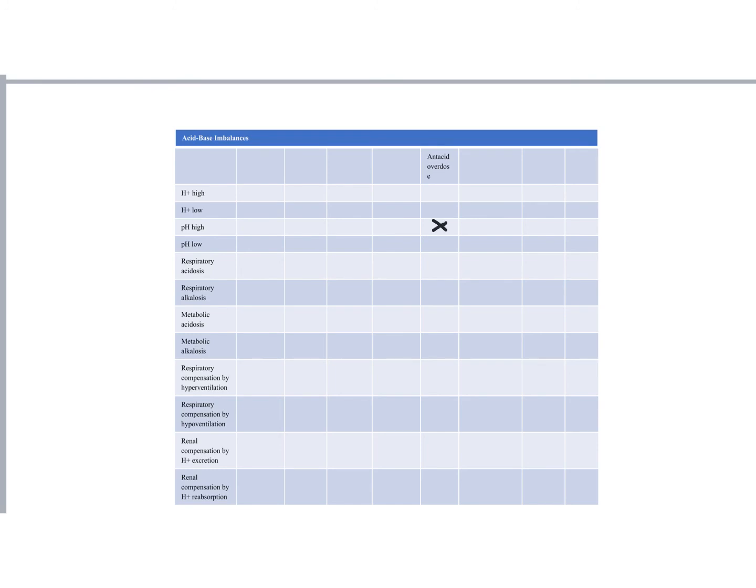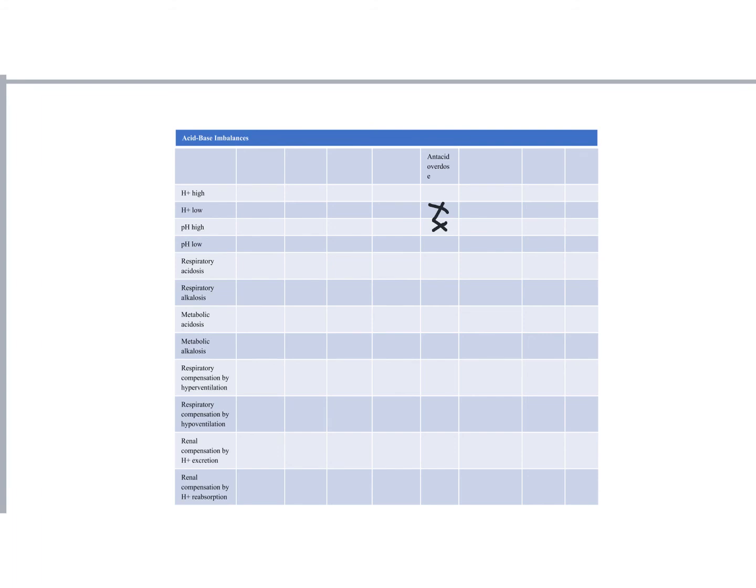If your pH is high, that means you have a low hydrogen ion concentration. They go hand in hand. So the antacid is going to bind to the hydrogen ion, which is going to decrease the concentration of hydrogen ion in your system, which means your pH is going to be high.